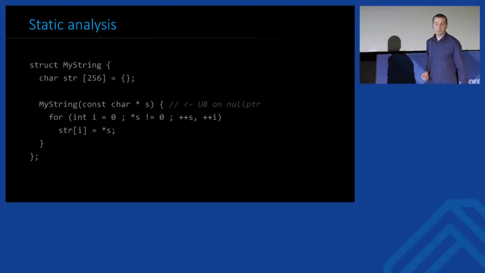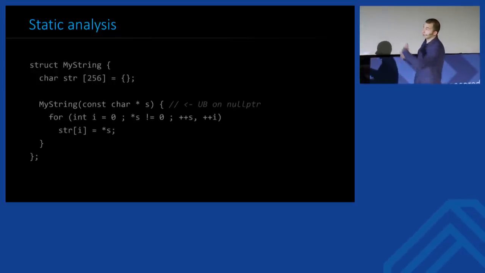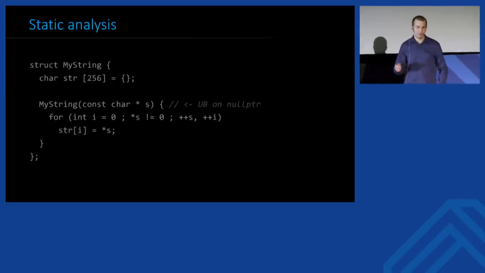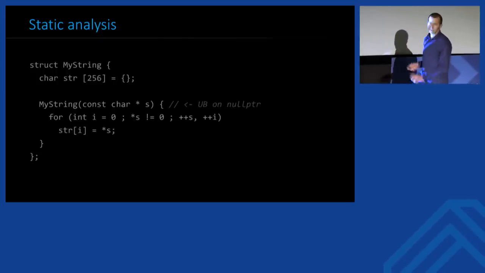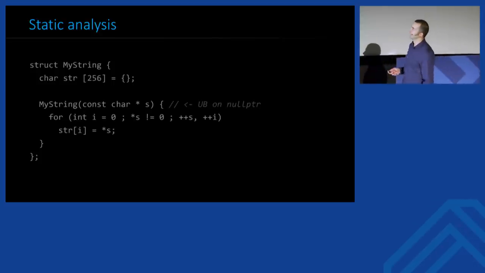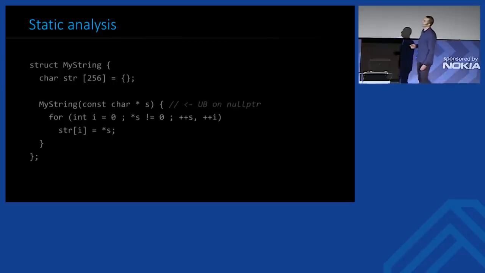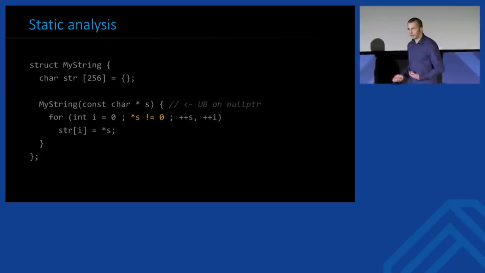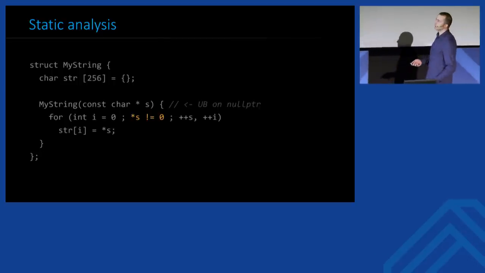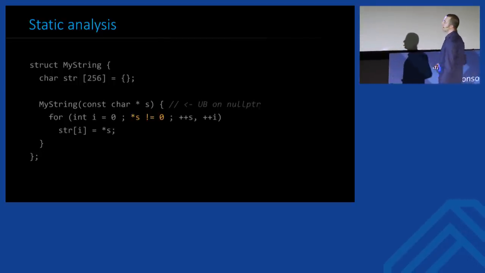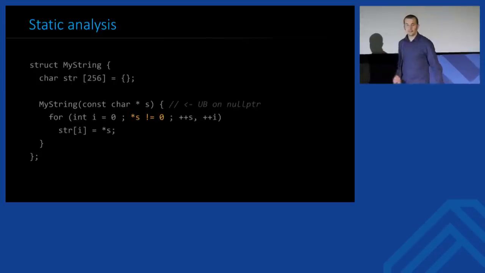I have my custom implementation of a string. It takes argument by this string. For the record, I don't recommend writing your own string class, especially not like that, because it has lots of problems in it, but it only serves to illustrate my point. I have a converting constructor taking a pointer, and then I just dereference it. I never check. I assume that you never pass me null pointer. I assume that it's really array of characters, and I trust you on that. If you give me a null pointer, you get undefined behavior.